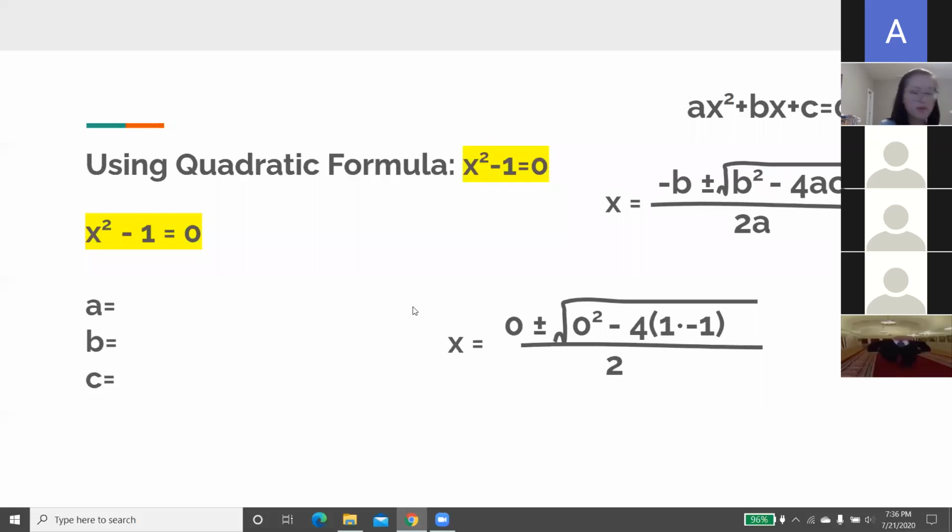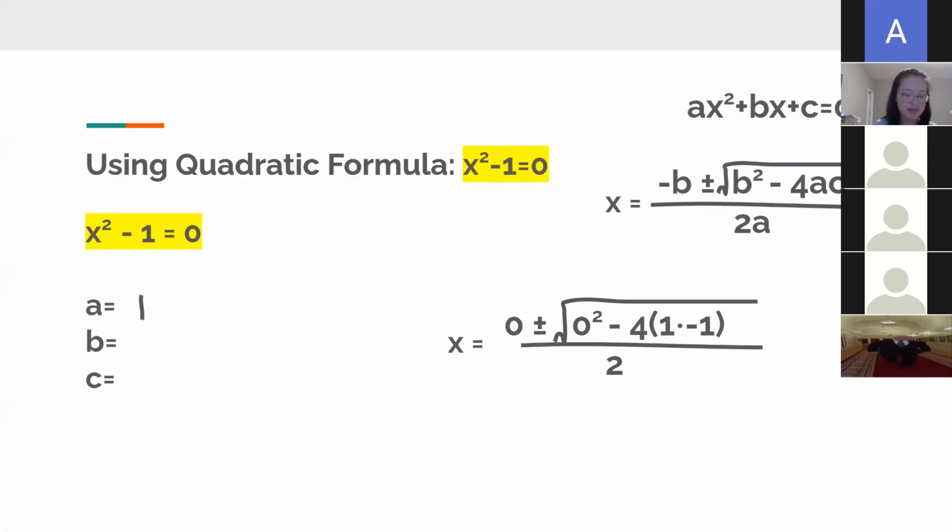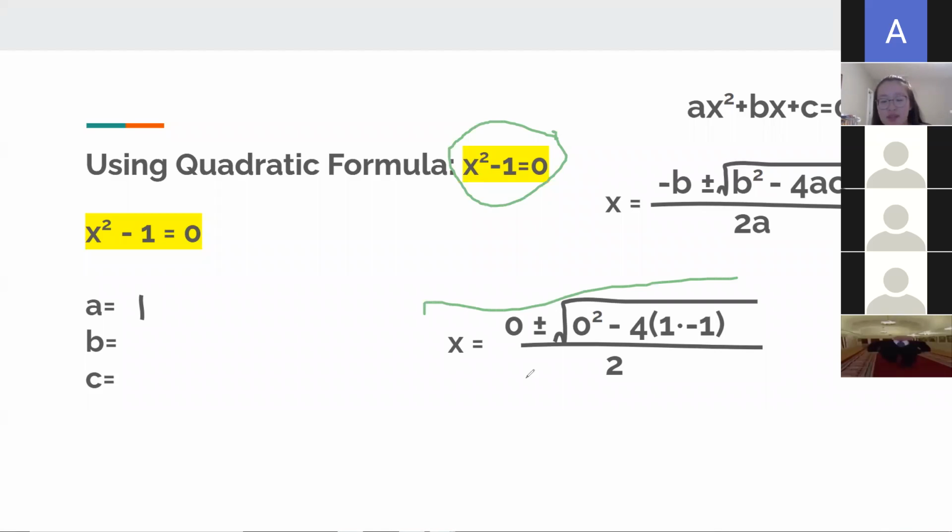Okay, I hope that was enough time for you guys to at least try doing it with the quadratic. So in order to solve this, we would just find the a, b, and c from the given x squared minus 1 equals 0, and then plug it in. Okay, so it's plugged in right here. You just have to plug in everything, and I hope it was pretty straightforward.